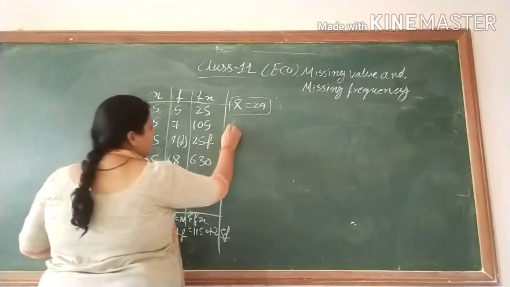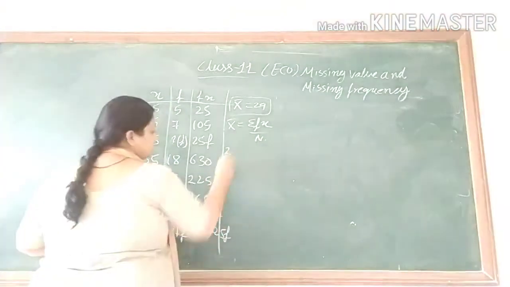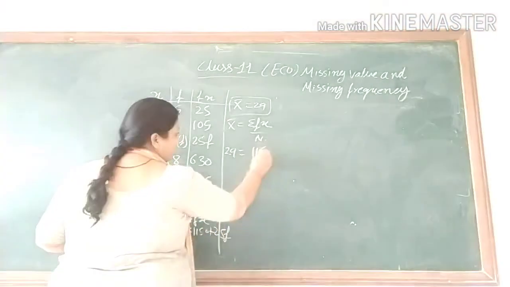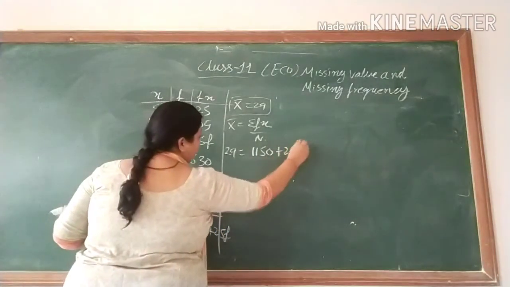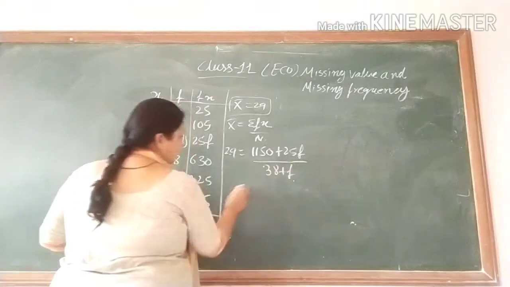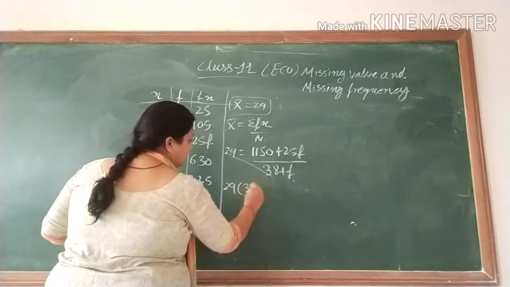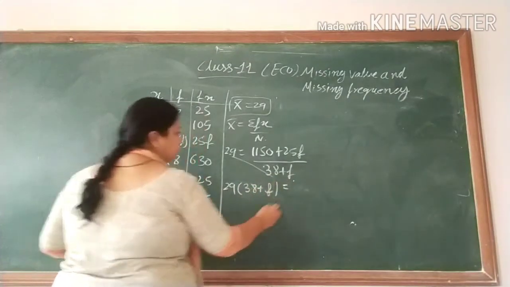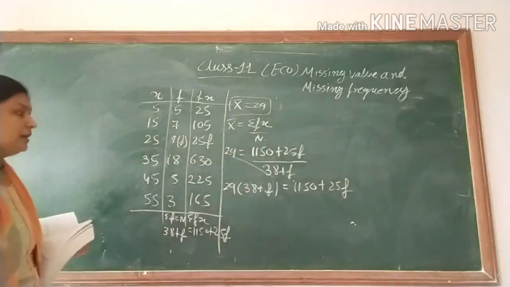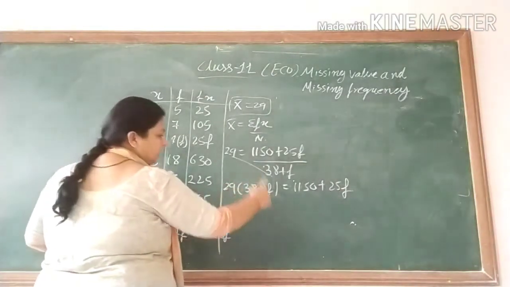Now what is the formula? X bar equal to sigma fx upon n. Clear? What is x bar? It is 29. Sigma fx means 1150 plus 25f upon, what is your n? 38 plus f. Now cross multiplication as we do. So 29 into 38 plus f equal to 1150 plus 25f. Clear? Now देखो, as per the exam maths में बेटा 29 का 38 से भी करना है, 29 का f से भी करना है.